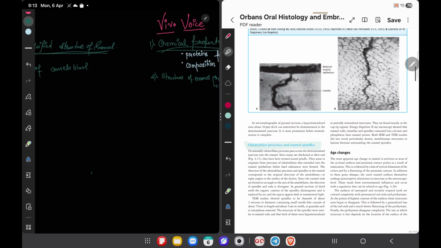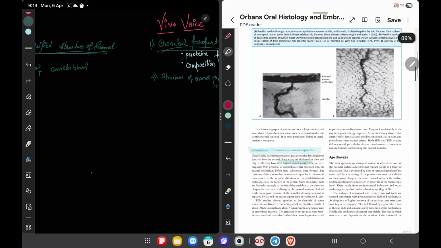Enamel spindles and odontoblastic processes. You will learn more about odontoblastic processes when you read about pulp. In pulp, there is an odontoblastic zone where the processes from odontoblasts are seen, and you will read about it in your pulp chapter. So I will not discuss odontoblastic processes more here. We will discuss it in the chapter of pulp. And enamel spindles are important. Enamel spindles are important. About enamel spindles, you have to know 3 to 4 points. I will tell you about it in brief.